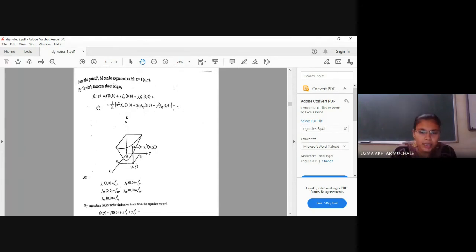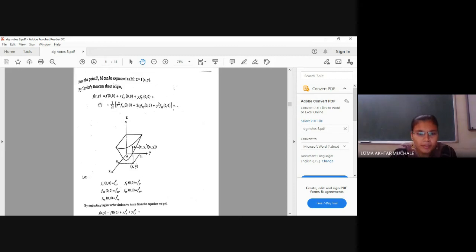Here we have written the Taylor series for two variable f(x,y). If it is a single variable, f(x) is equal to f of 0 plus h into f dash of 0 plus h square by 2 factorial f double dash of 0 and so on. But here it is with two variables. Why is it with two variables?